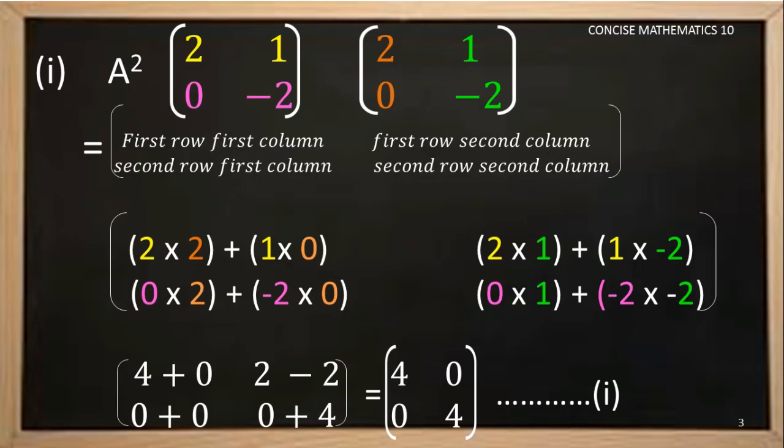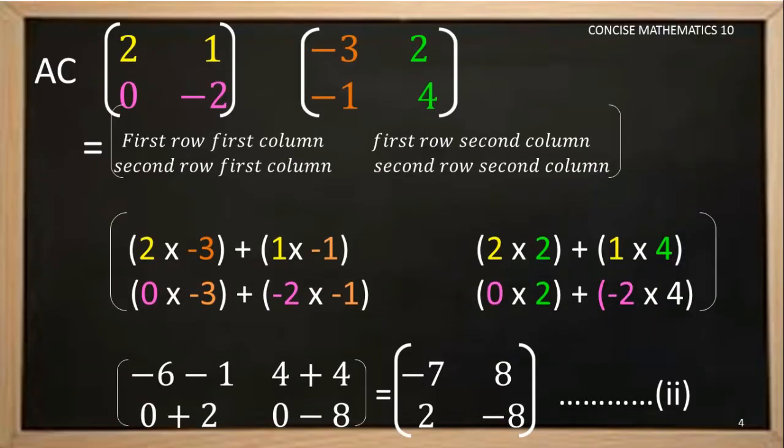Let us move on to step 2, that is A into C. Matrix A should be multiplied with matrix C. As they are square matrices of 2 by 2, consider the same rule. First row, first column, first row, second column. Second row, first column, second row, second column. After multiplication and addition or subtraction according to the procedure, the solution will be minus 7, 8, 2, minus 8. Mark it as result number 2.